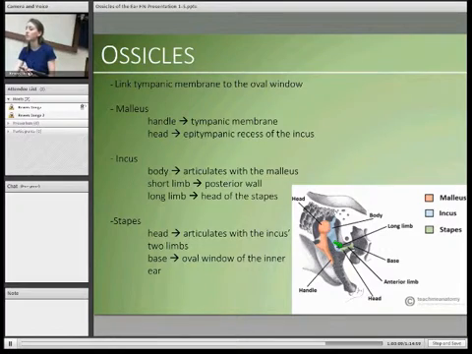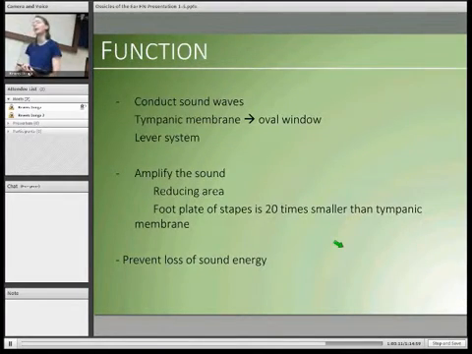So if we move on to function next, there are two main functions. The first one is that they conduct sound waves, and the second one is that they actually amplify sound. And the way that they do that is that they conduct the sound onto a small focus on the oval window. If you think about the size of the tympanic membrane, it's actually 20 times larger than the surface area of the stapes footplate at the end, or the foot.